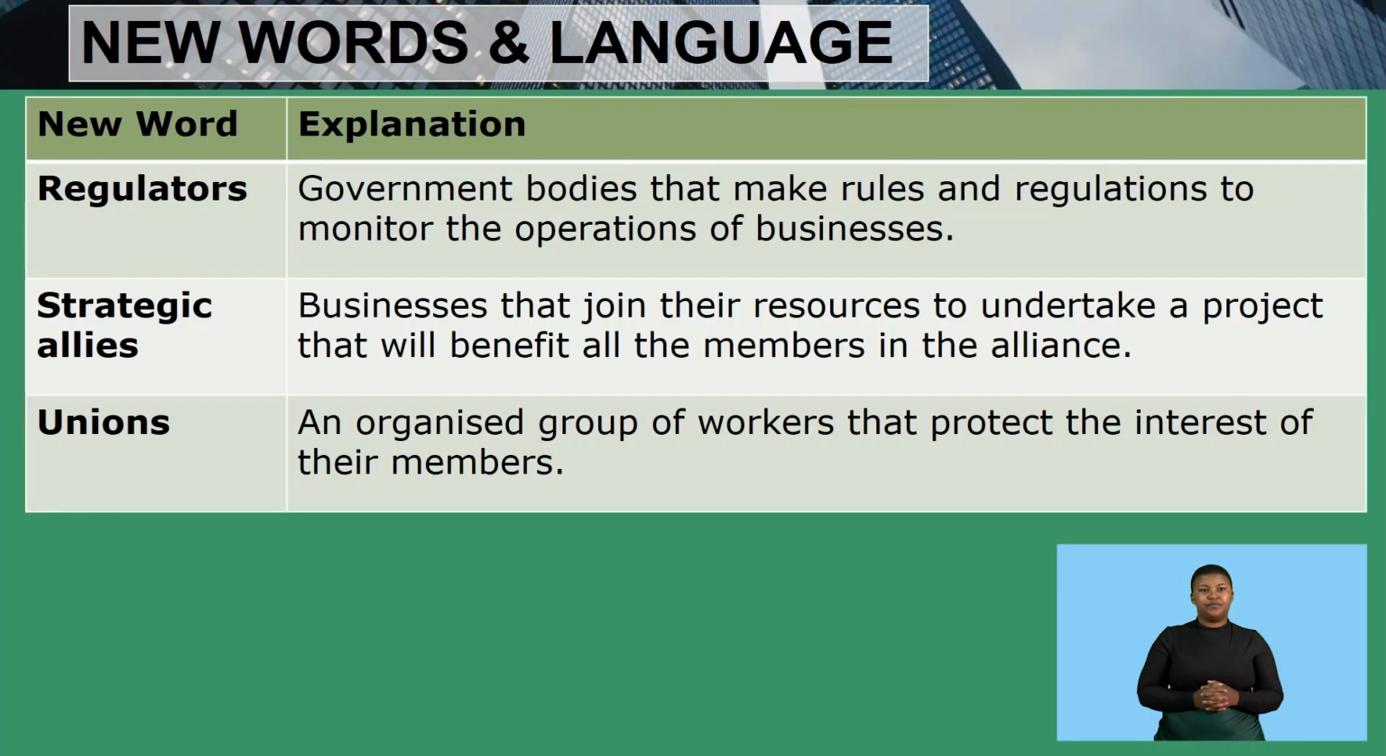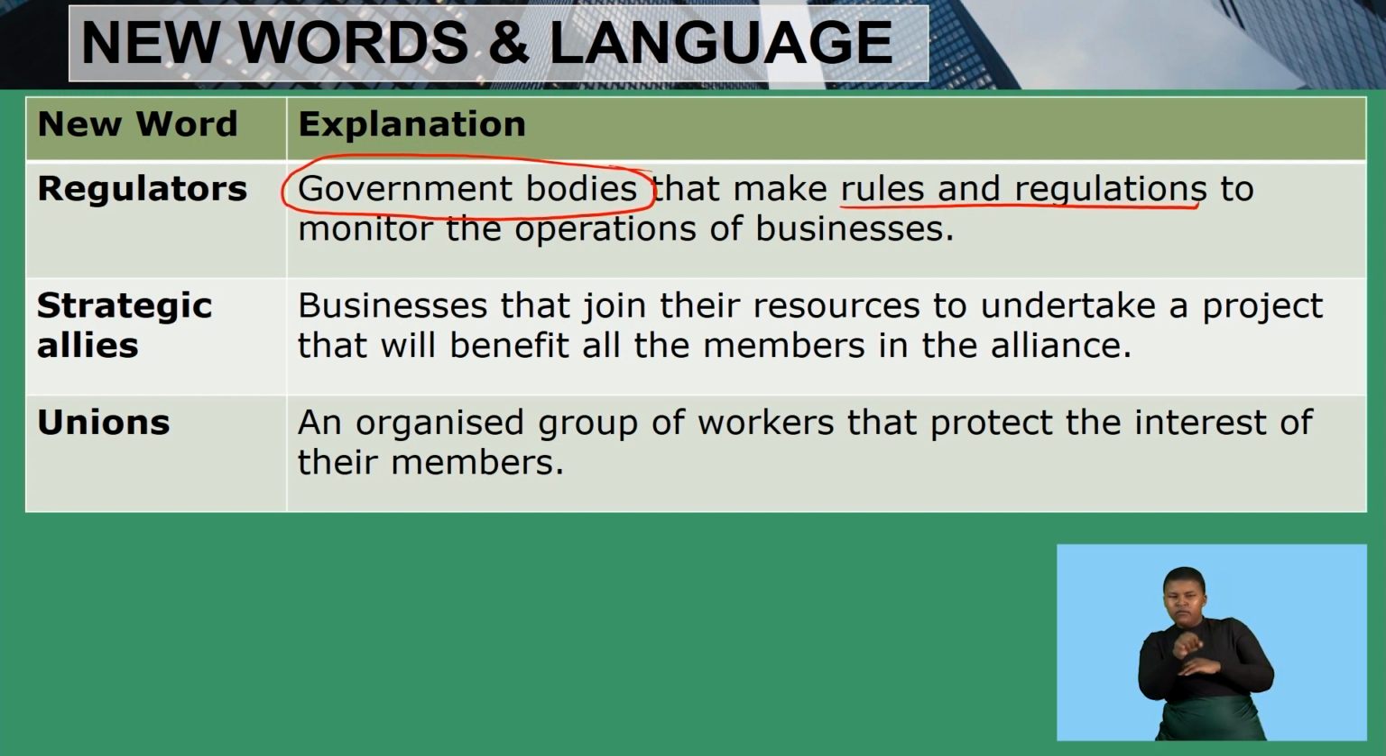Then more new words, the first one being regulator. A regulator is a government body, so it's an organization or institution that is working for the government. And what they do is they make certain rules and regulations to monitor all the activities and operations in a business, to make certain that all businesses function according to those rules and regulations or to a certain law. So they check up on the businesses if they are doing the right things.